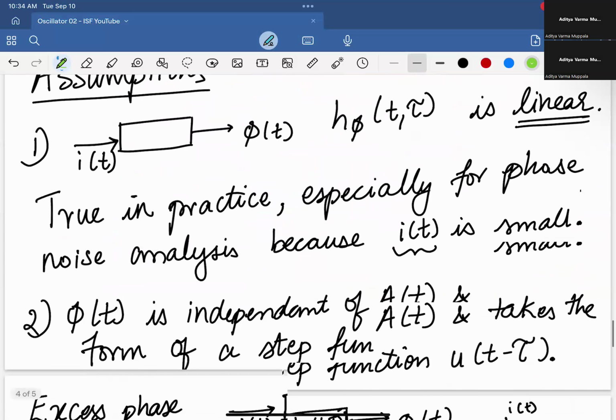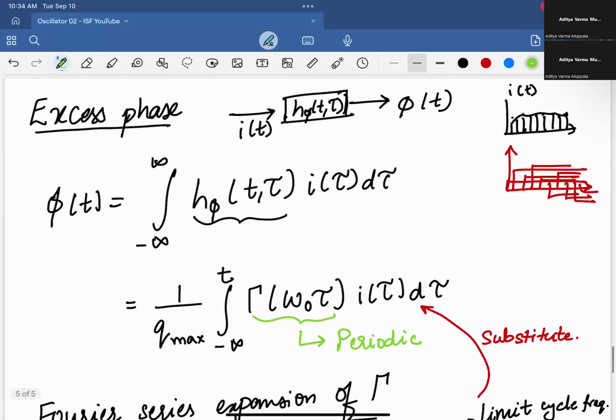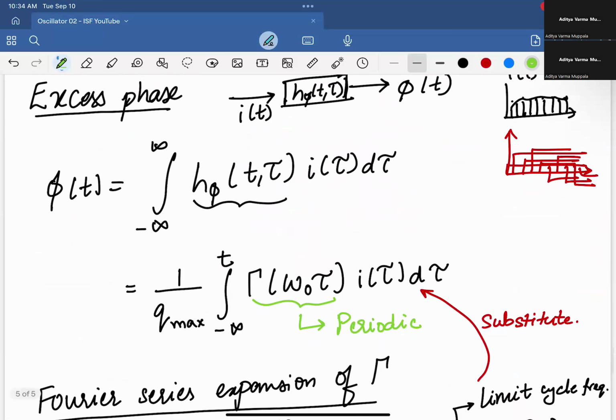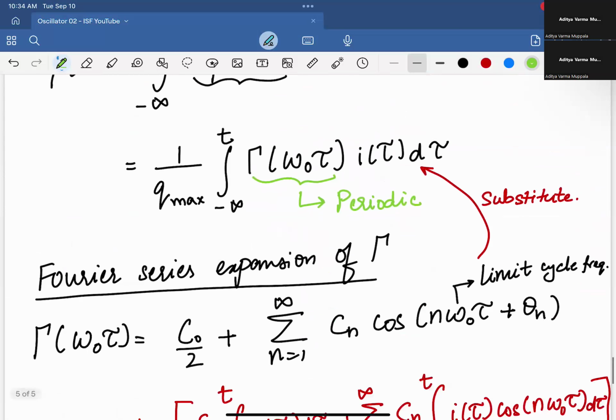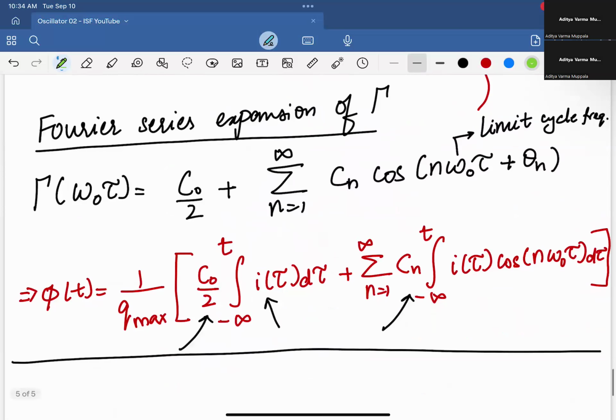And then we clarified what the assumptions are, keep them in the back of your head. And then we defined, okay, given an impulse sensitivity function and its Fourier series expansion and an input current source, we can find what the output phase is. So this is the mathematical model of the system that we started to work with.